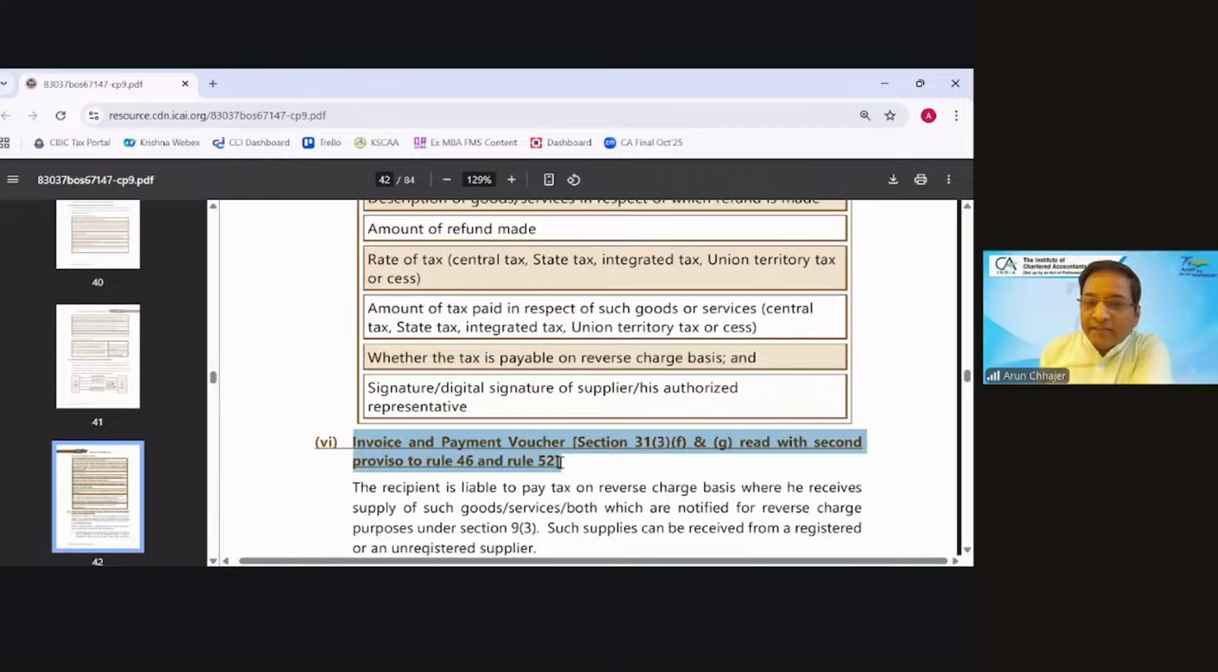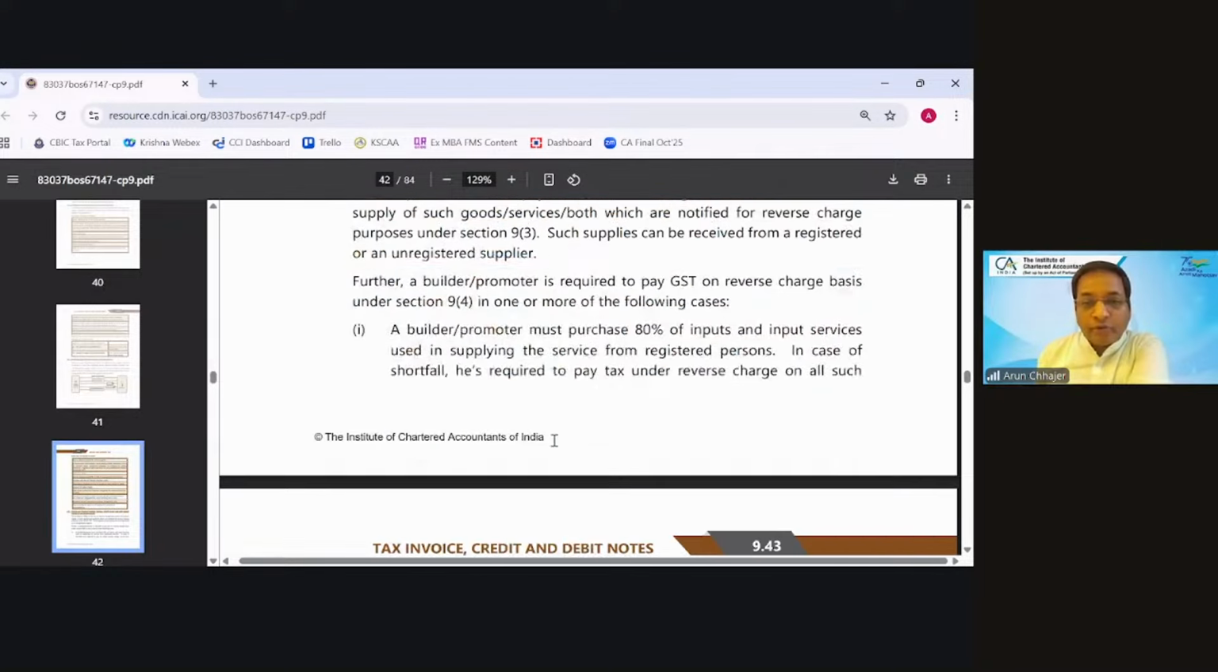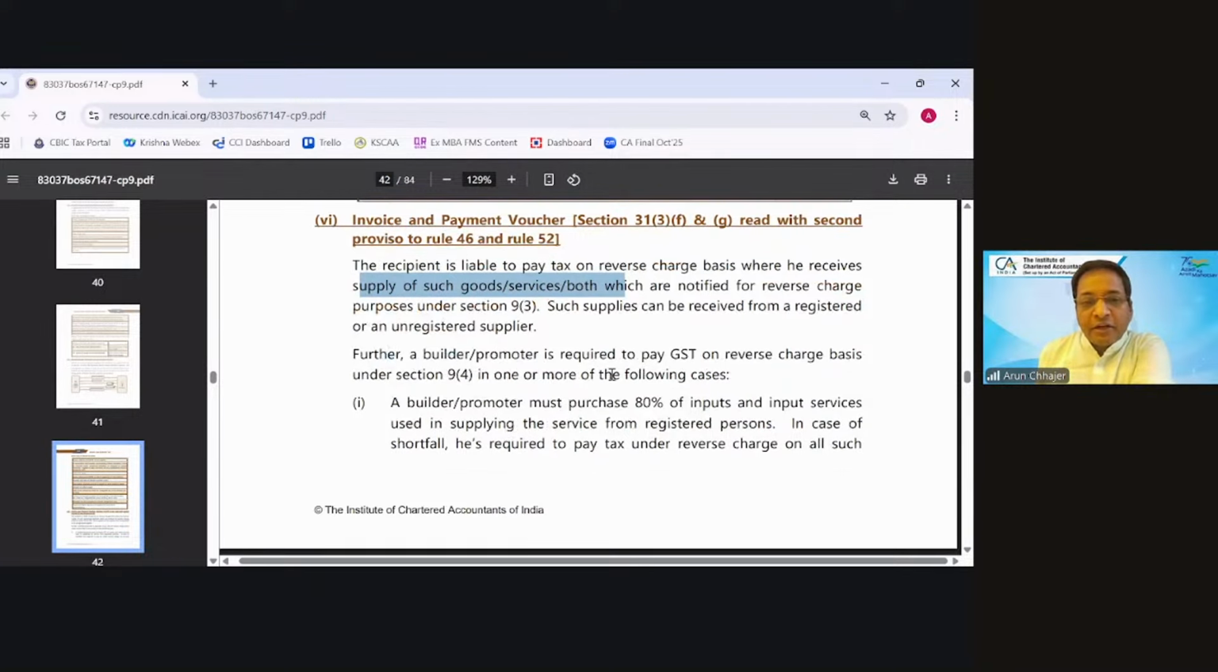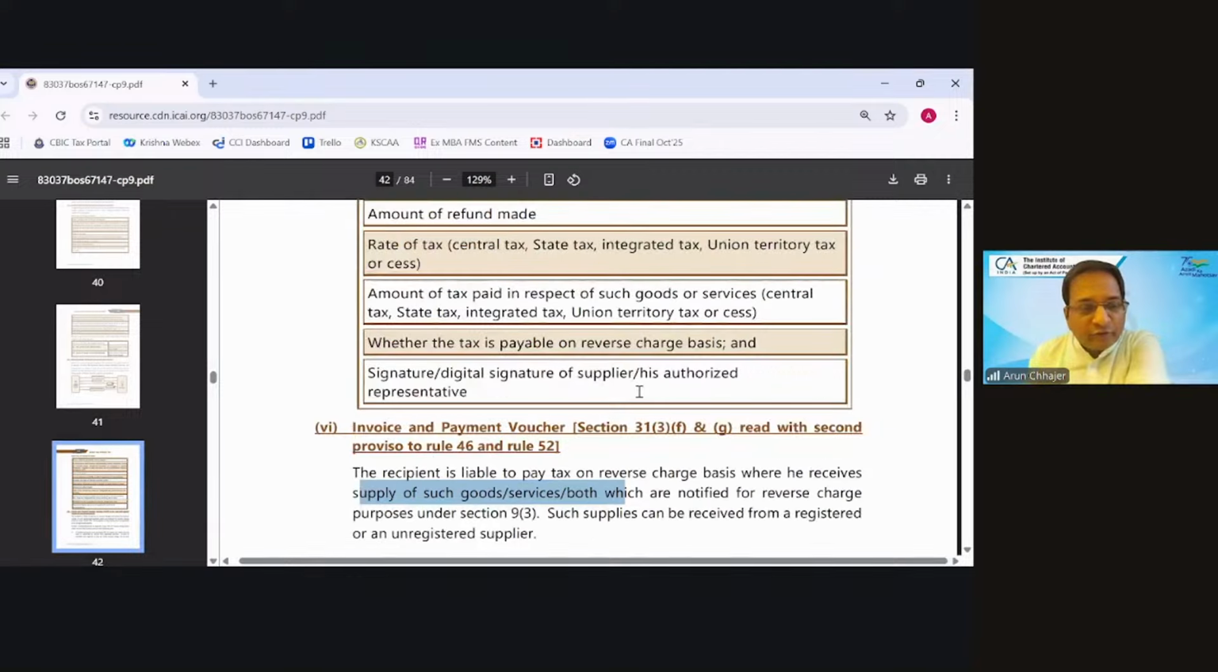Invoice and payment voucher. As we talked about, now here we need to give some focus. The recipient is liable to pay the tax on RCM where he receives the supply of goods or service, both of which are notified under 9(3). Such supply can be received from a registered or unregistered supplier. Okay. Further, the builder or promoter, any idea about the 9(4)?